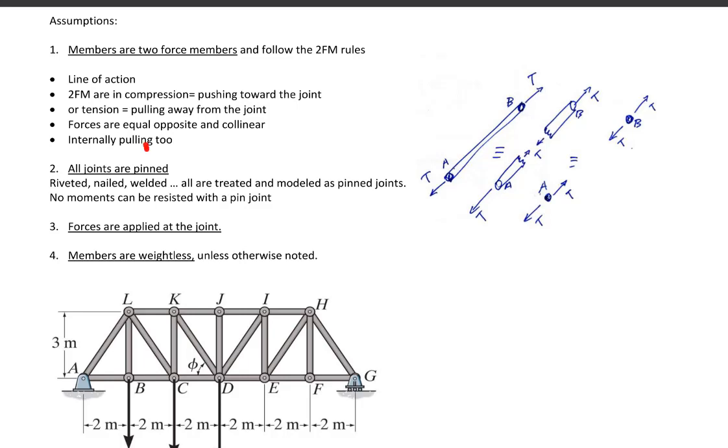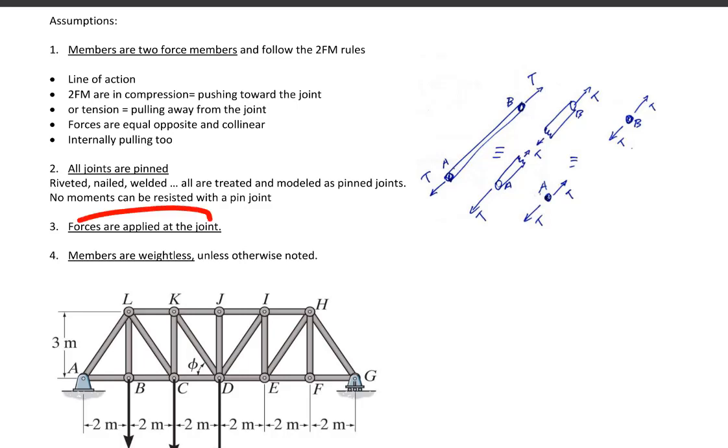All joints are pinned. That's the second assumption. In other words, every joint will have a pin joint, which means it's free to rotate. It cannot support any moment about any pin joint. Let me just mention here that even if it's riveted, nailed, or welded, it's going to be treated as a pin joint. In other words, we're going to simplify every joint to be assumed and considered as a pin joint.